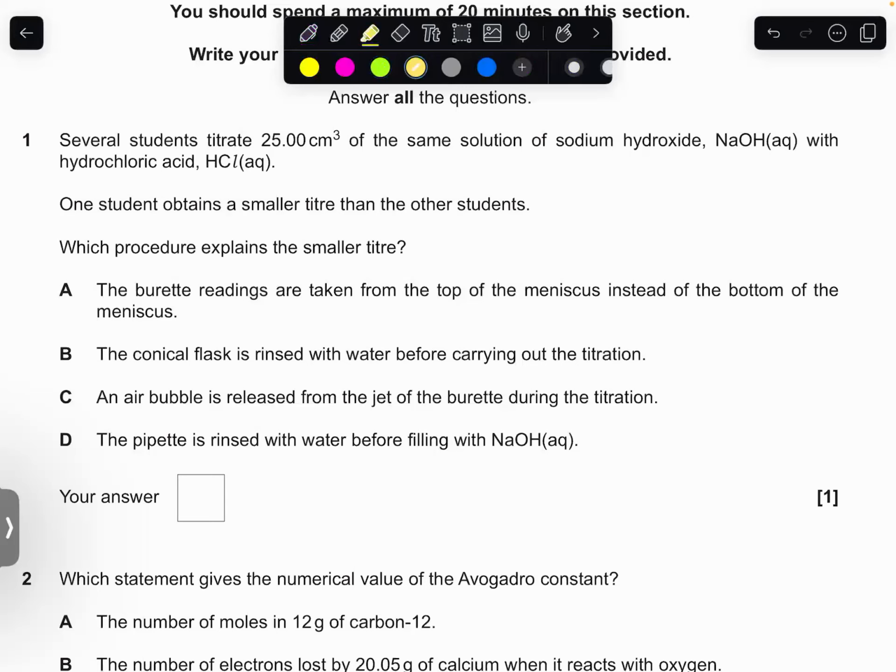0.01. So let's just do that there. And that will give you 1.11. C, that's correct.